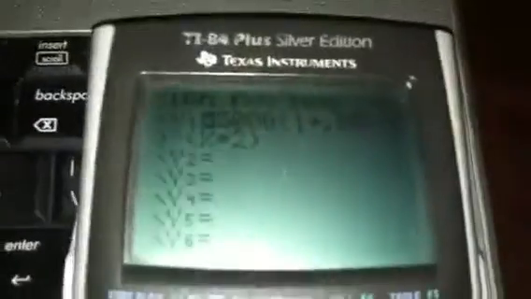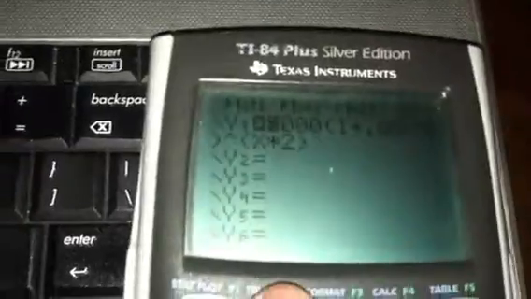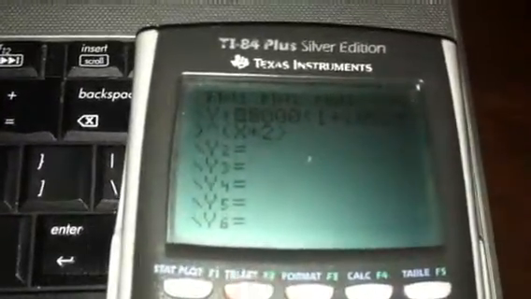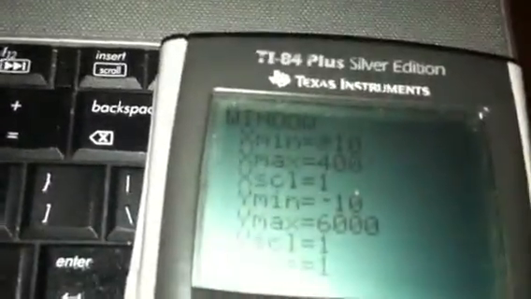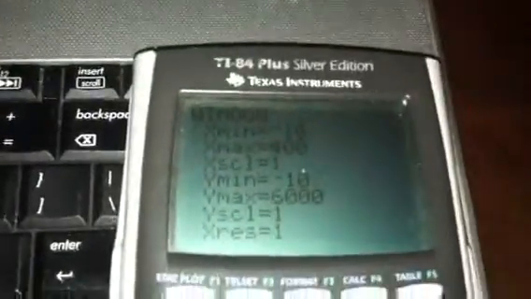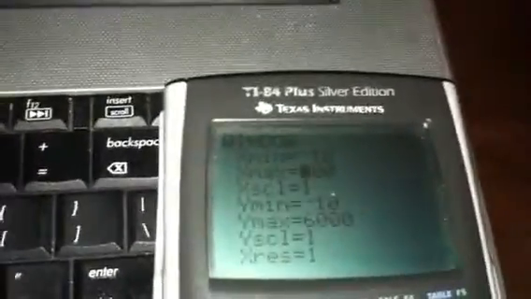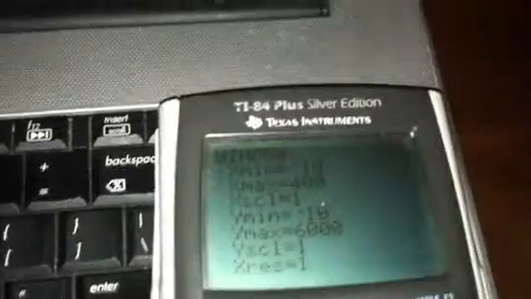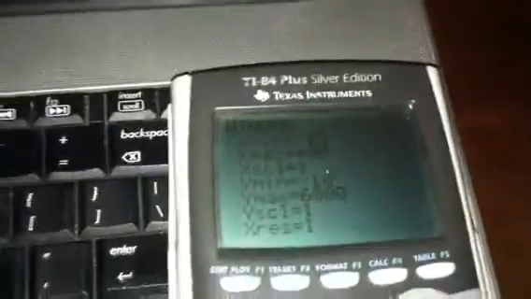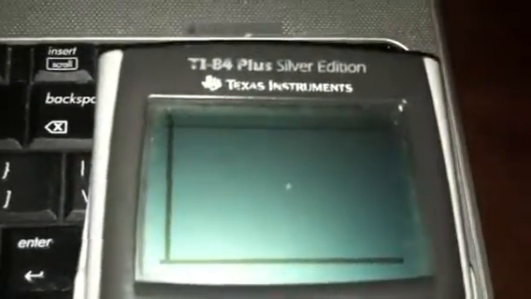In order for us to actually see the graph on the calculator, we have to adjust our window. Since we're using daily, which is 365, our max would be more than that, which is 400. And since our minimum is 5,000, our max should be a little bit more than that. So I put 6,000, and then when we hit graph, we can actually see the graph.